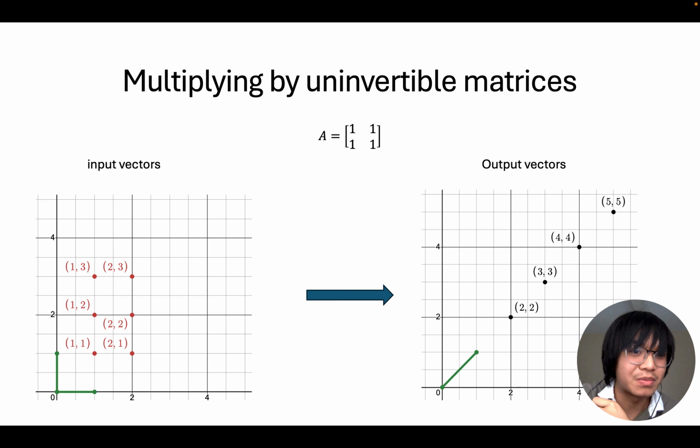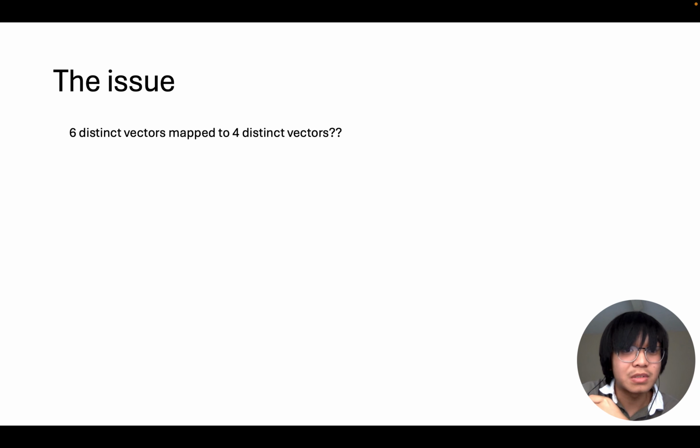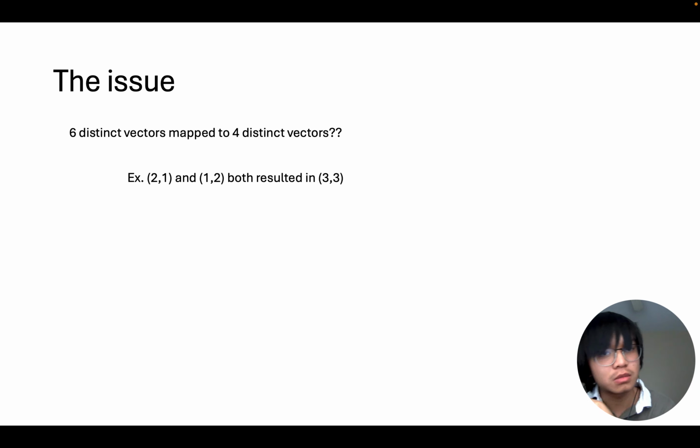And there is a big problem with this, as you can see. You guys remember when I went over invertibility? Every single point had its own vector associated with it, and every single vector had its own point associated with it. But as you can see here, six distinct vectors map to 4 vectors instead. I'll show you an example of what vectors were lost somehow. (2, 1) and (1, 2), when multiplied against [[1, 1], [1, 1]], both result in (3, 3).